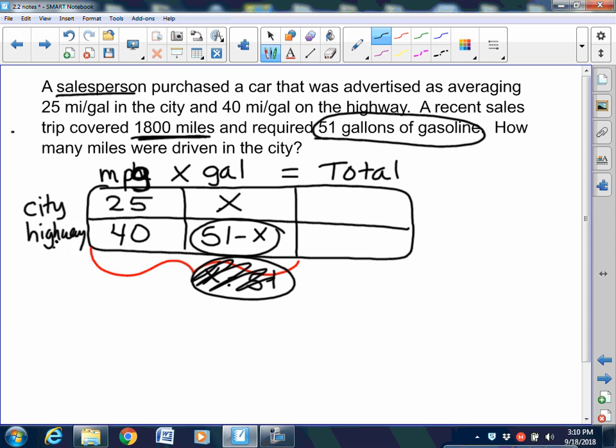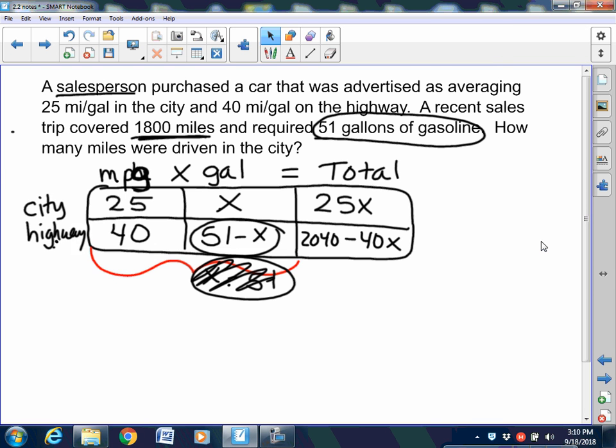Okay, how do you get these two if you just walked in the door and you have to explain it to somebody? How do you get those two? You multiply them across, and I didn't finish this, so this is 25x. That's 40 times 51, 2040, minus 40x. Everybody see where we got that from?